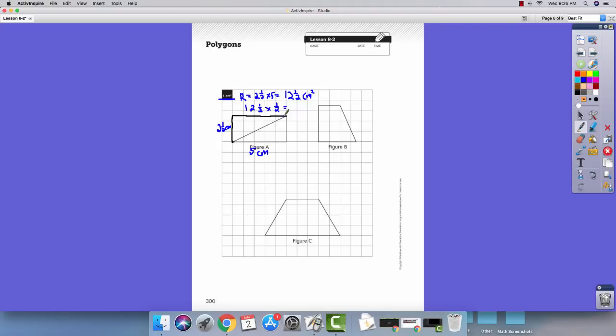So if you multiply correctly, 12.5 times a half, or that's like saying 12.5 divided by 2, you should get 6 and 1/4 centimeters squared. So the answer, the area of figure A, the area of this triangle, is 6 and 1/4 centimeters squared. So again, the area of our triangle was 6 and 1/4 centimeters squared.